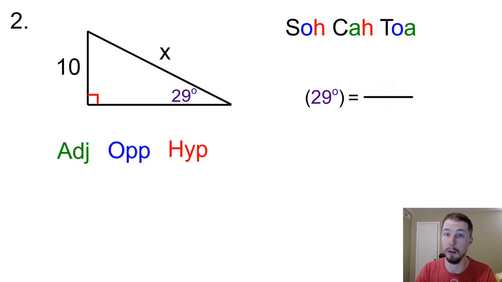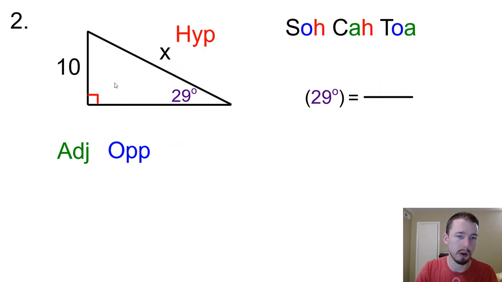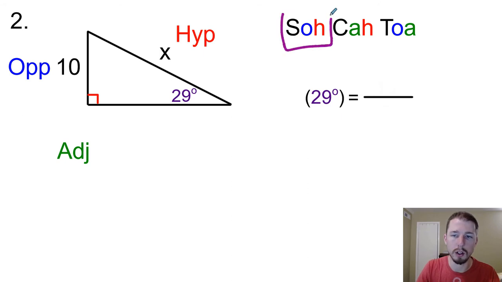All right, let's look at number 2. This one should look pretty familiar because we have 29 degrees again. So we need to label our sides. First, I know x is going to be the hypotenuse because it's opposite our right angle. And with respect to our angle 29, 10 is going to be the opposite leg. So we're using the opposite and the hypotenuse. Which trig function relates our opposite to our hypotenuse length? Opposite over hypotenuse would be the sine function. So we are going to use sine.